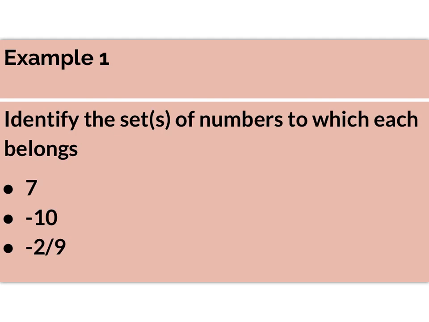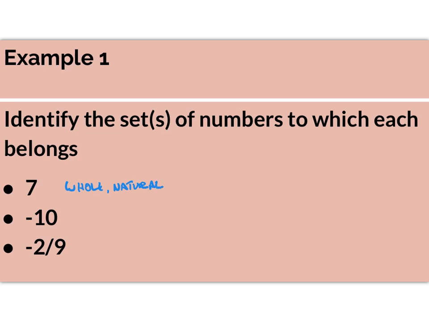And so today we're going to identify the sets of numbers to which each number belongs. So are we talking, is it whole, is it integer? What's the smallest group it belongs to? So 7 can be a whole number, but there's a smaller group it goes back to. The smallest group it goes back to is the natural or counting numbers.